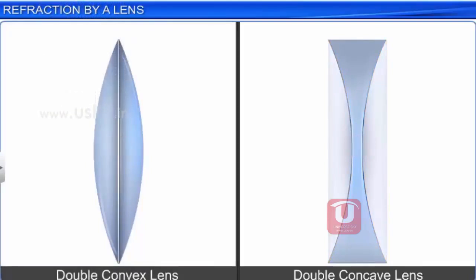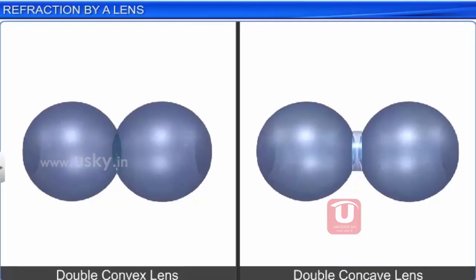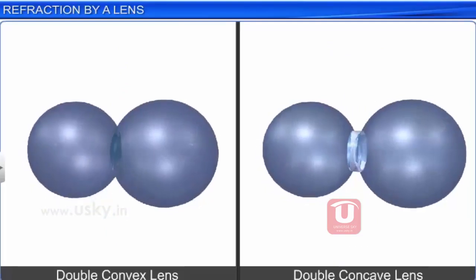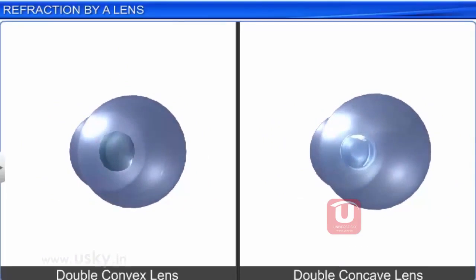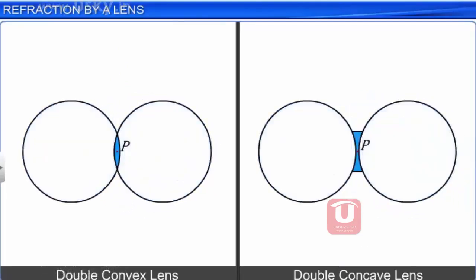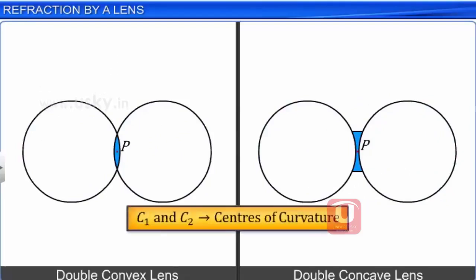Since there are two spherical surfaces, a double convex lens or a double concave lens has two centers of curvature. C1 is the center of curvature corresponding to the first curved surface having radius of curvature R1. C2 is the center of curvature corresponding to the second curved surface having radius of curvature R2. The straight line joining C1 and C2 is the principal axis of the lens.